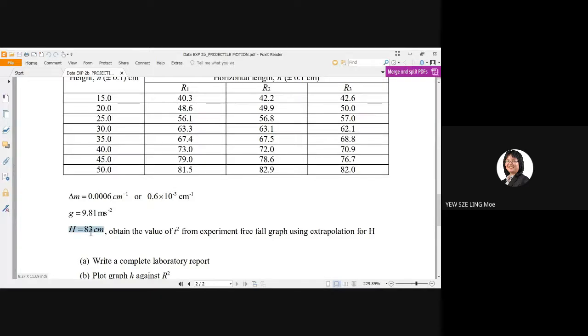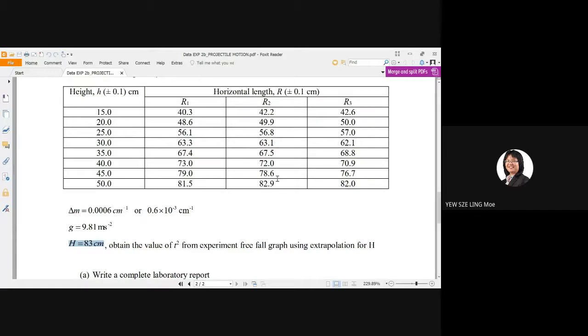So when H equals to 83, you get the value of T square. So this T square, you substitute into the equation. Boleh faham tak? This T square is obtained from the graph that we're going to draw, the earlier graph. The graph from 2A. Okay. Right. Okay, the 83 cm, you try to find the T2 from your experiment 2A. So from there, you then calculate this one. Okay, so delta M, you ignore it. Okay, you ignore delta M.